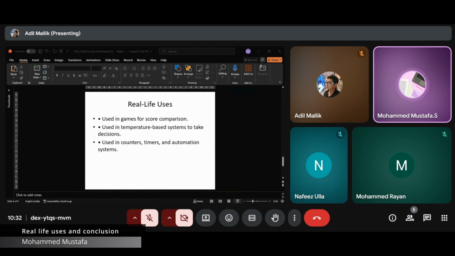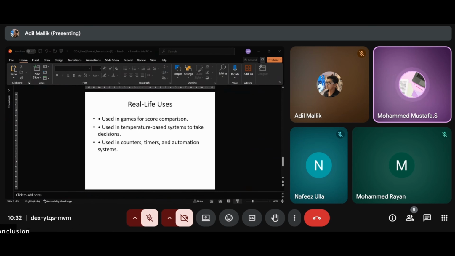In real life applications, these two operations have wide uses. In a digital clock, the microcontroller uses increment and decrement operations to control seconds, minutes, and hours.